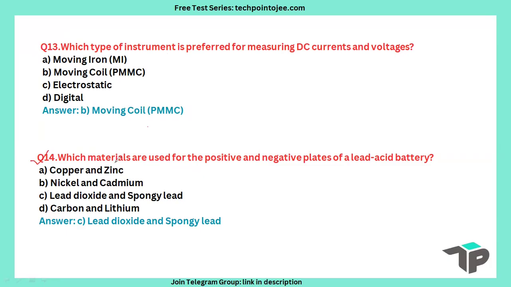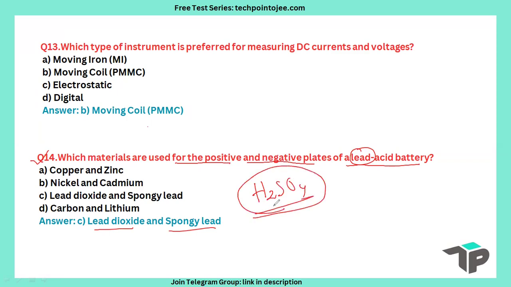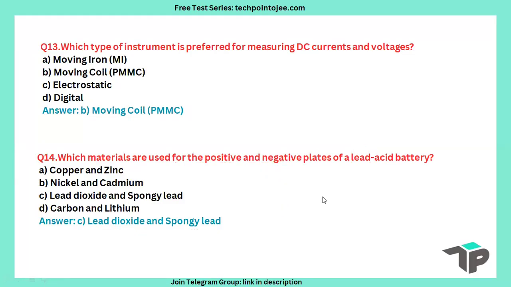Okay, next question. Which materials are used for the positive and negative plates of a lead acid battery? For a lead acid battery, the positive plate is lead peroxide, and the negative plate is sponge lead. The chemical used is H2SO4, dilute sulfuric acid, in a lead acid battery.